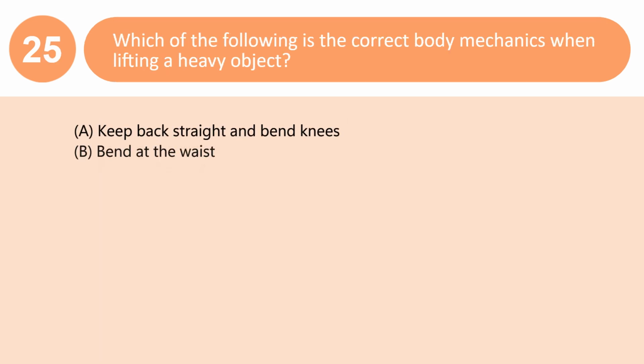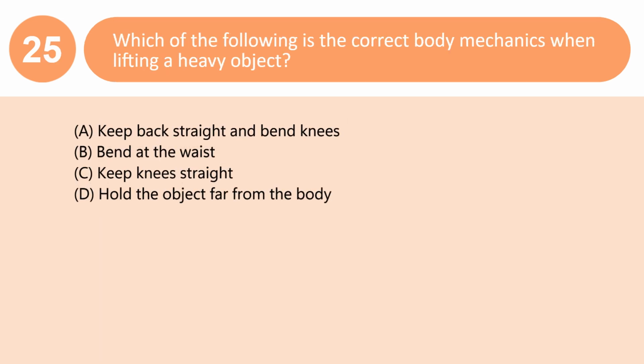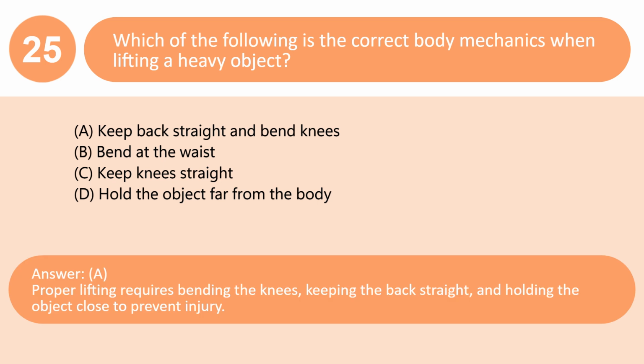Which of the following is the correct body mechanics when lifting a heavy object? A. Keep back straight and bend knees. B. Bend at the waist. C. Keep knees straight. D. Hold the object far from the body. Answer A. Proper lifting requires bending the knees, keeping the back straight, and holding the object close to prevent injury.